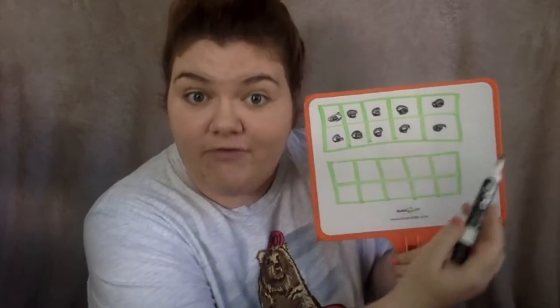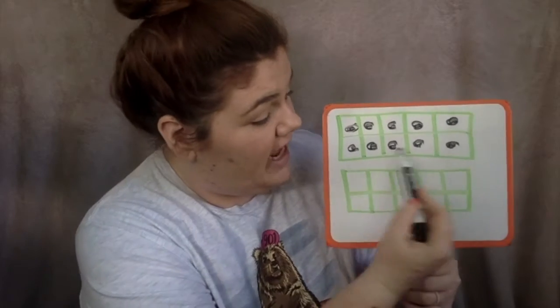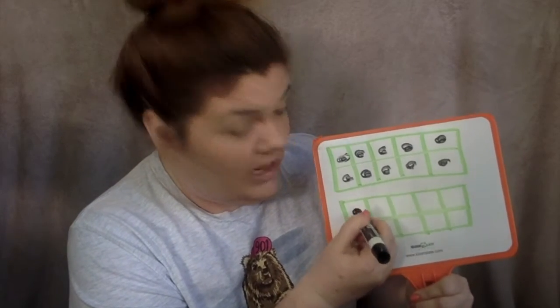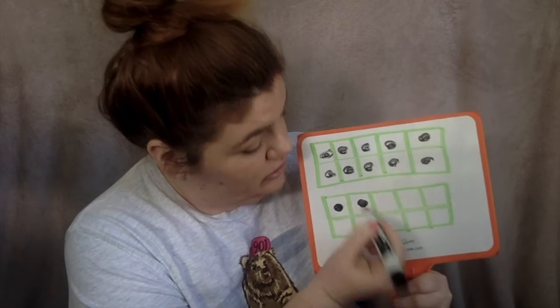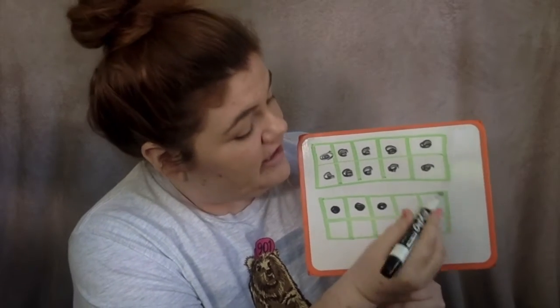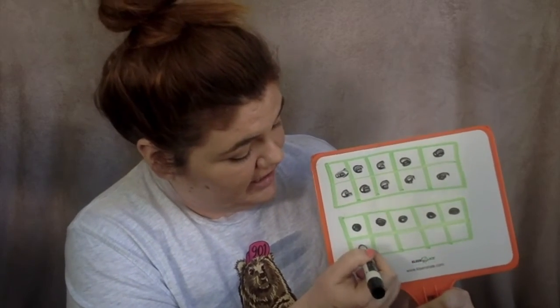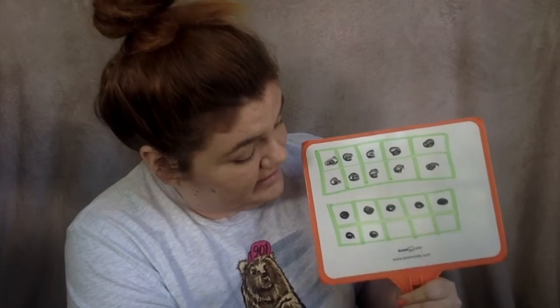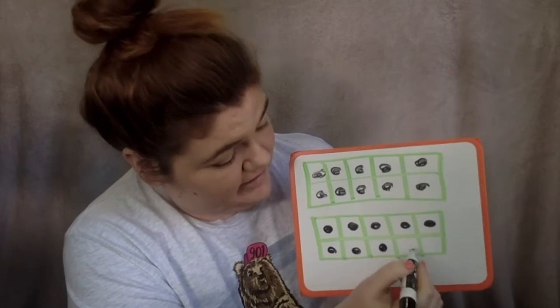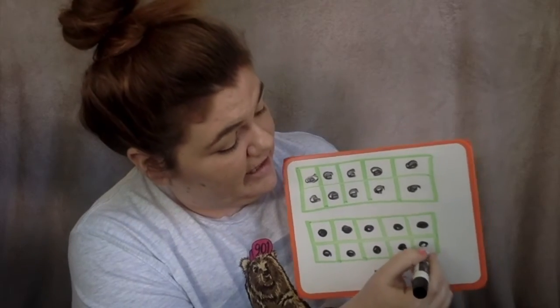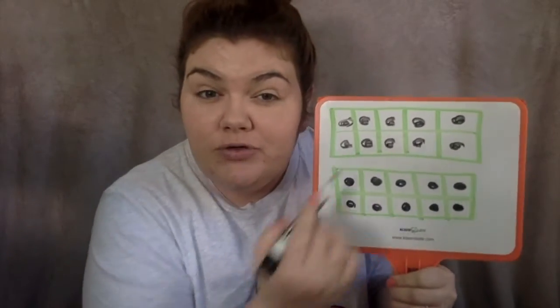So I have 10 up here. We know I have 10 because it's called a 10 frame. It has 10 spaces. Now I have 10, 1, 10, 2, 10, 3, 10, 4, 10, 5, 10, 6, 10, 7, 10, 8, 10, 9, 10, 10. And if we put two 10s together, 10, 10, it makes 20.